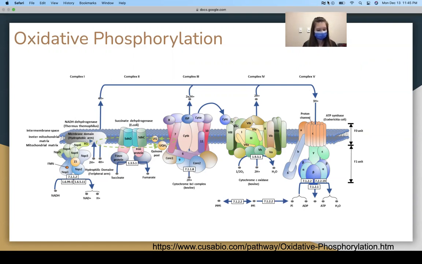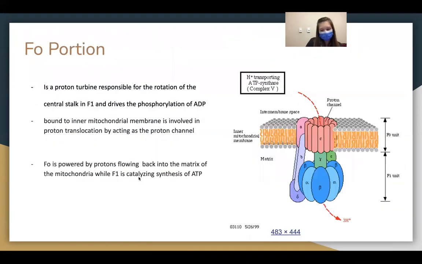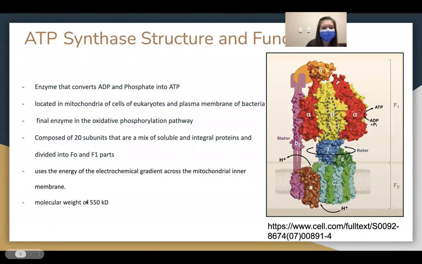So ATP synthase is the enzyme that converts ADP and phosphate into ATP. It's located in the mitochondria of eukaryotic cells and the plasma membrane of bacteria. It's the final enzyme in the OXPHOS pathway, and it's composed of 20 subunits that are a mix of soluble and integral proteins, and it's divided into 2 parts, F0 and F1.